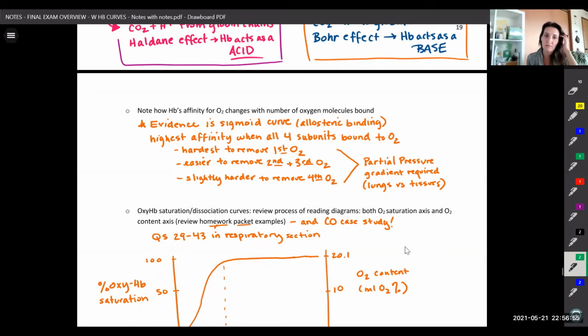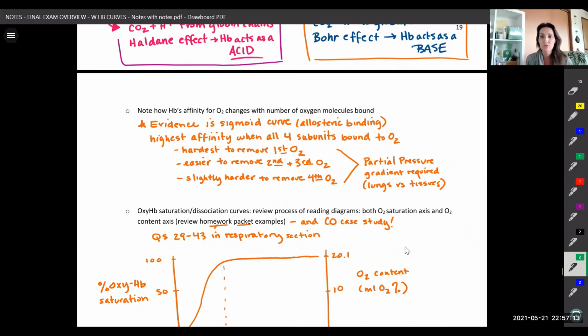So the second and third now will be easier to remove, less of a pushing pressure to get the second and third off. Once we only have one left, the hemoglobin molecule has a slightly increased affinity for that last oxygen molecule. It's going to be slightly harder again to remove that last oxygen. We need a little more pushing pressure than we did with the second and third.